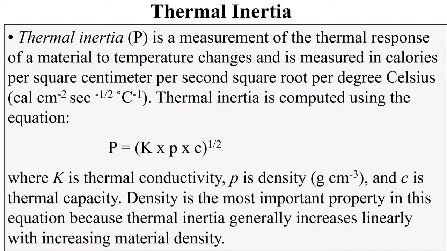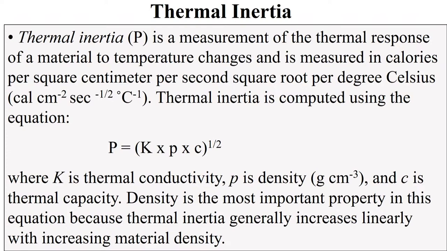Now the third property is the thermal inertia, which is represented by P. Thermal inertia is a measurement of the thermal response of a material to temperature changes and is measured in calories per square centimeter per second square root degree Celsius. Thermal inertia is computed using the equation: P = √(K ρ C), where K is the thermal conductivity, ρ (rho) is the density, and C is the thermal capacity.